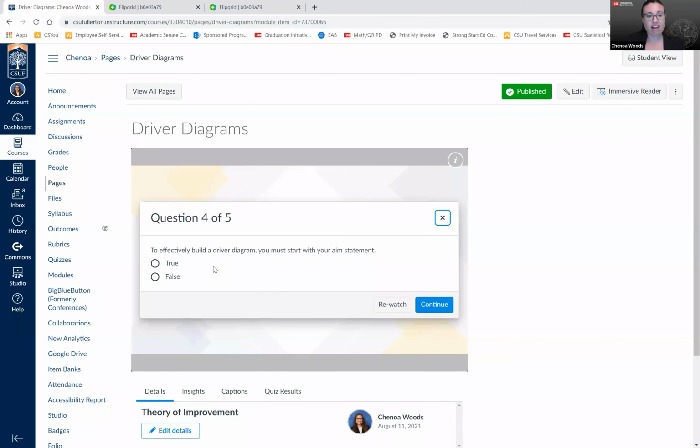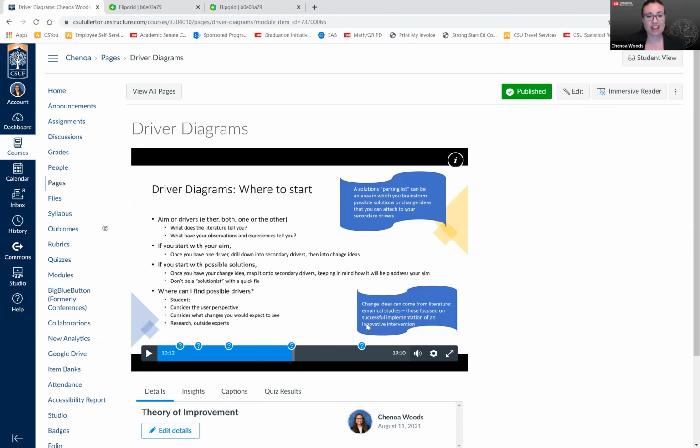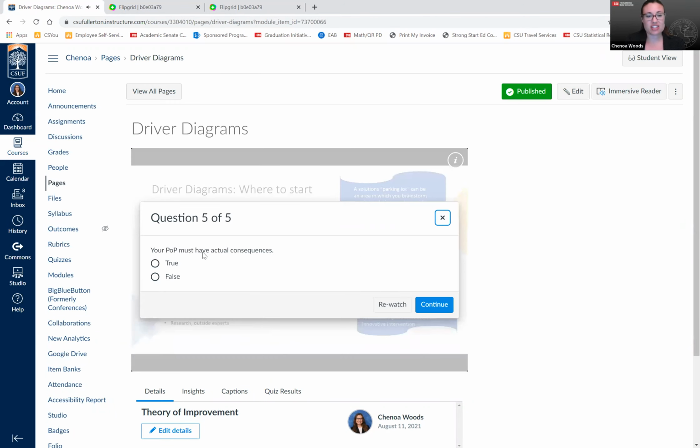To effectively build a driver diagram, you must start with the aim statement. That is actually false. You can start anywhere when you build your driver diagram. Another question here is your problem of practice must have actual consequences. When you are developing a dissertation in practice and you're describing your problem of practice, yes, it should have real consequences.